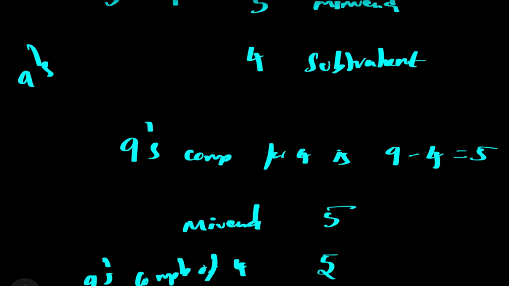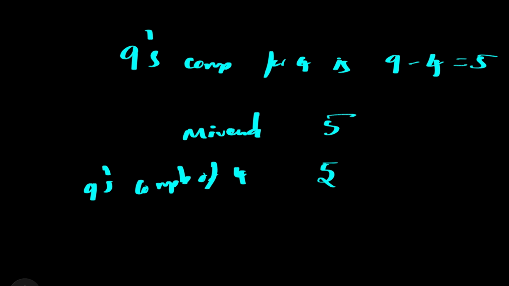is 5. Now we'll be doing an addition. It's simple now. We'll be adding the minuend with the 9's complement of the subtrahend. So we'll be just adding it. So what do we get? We get 1, 0. Correct. We got the 1, 0.